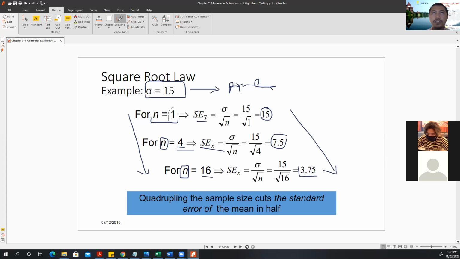And you can see from this pattern, as we have a quadruple sample size, the error decreases by half. You can see here from 15 to 7.5, it's half, and then it becomes half again when we have 3.75.